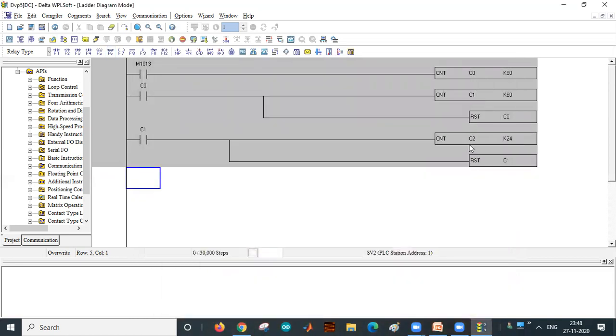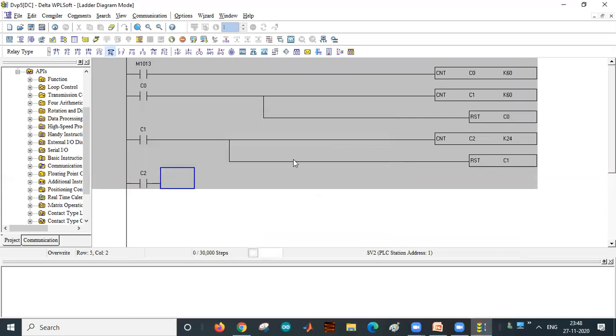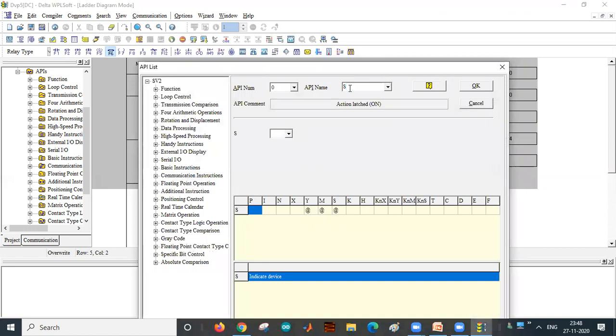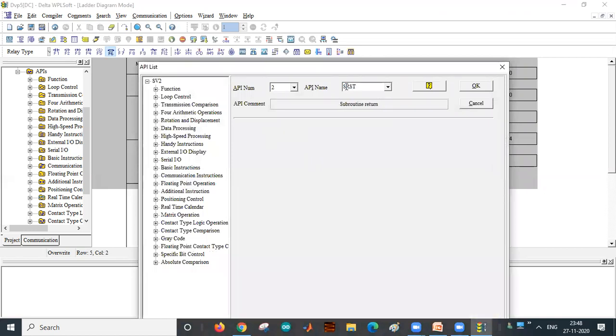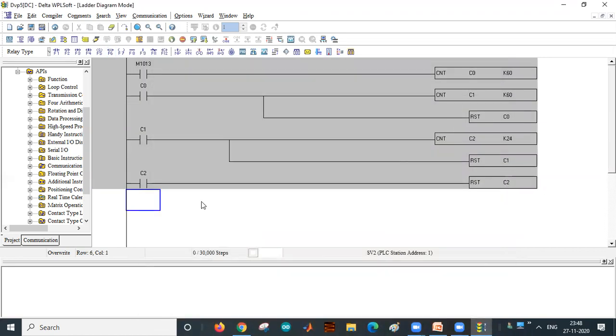Okay, so again whenever this C2 value reaches 24 hours, C2 has to reset. That means whenever C2 is on, reset the counter C2. Okay, this is how you can implement the 24-hour clock by using 3 counters.